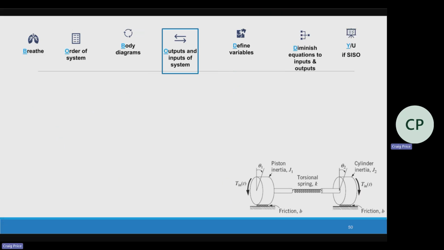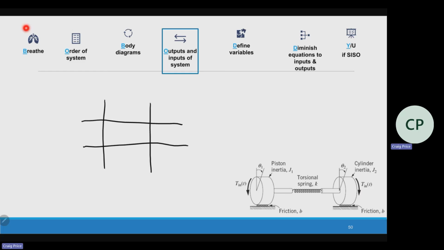Okay, next one is inputs, outputs. I like to do it for every single body. So I'm going to make tic-tac-toe. We're going to do input and output for J1 and J2. J1, well, for both of these, they have a Tn. What is the output of J1?